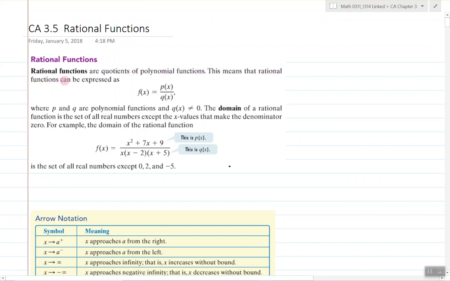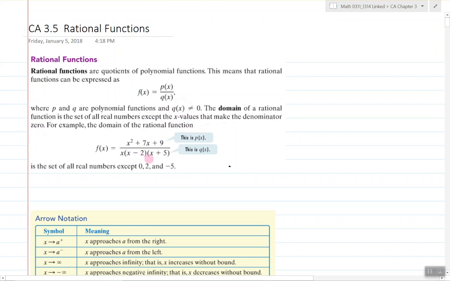This means that a rational function can be expressed as f of x is equal to p of x divided by q of x, where both p and q are polynomial functions. Q of x is not 0. That is always stated because we cannot divide by 0. The domain of a rational function is a set of all real numbers except x values that make the denominator 0.